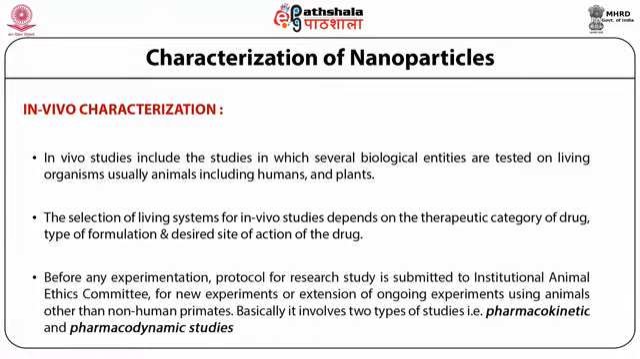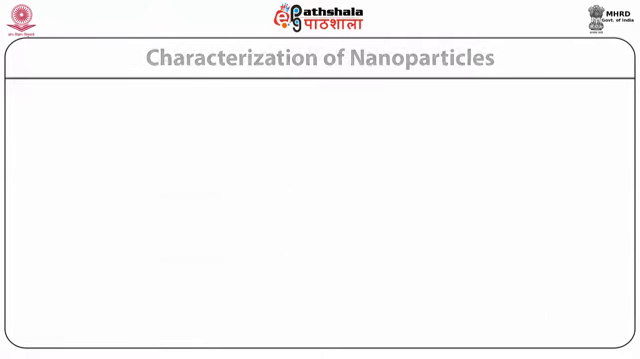Before any experimentation, protocol for research study is submitted to Institutional Animal Ethics Committee for new experiments or extension of ongoing experiments for animals other than the non-human primates. Basically, it involves two types of studies, that is pharmacokinetic studies and pharmacodynamic studies.